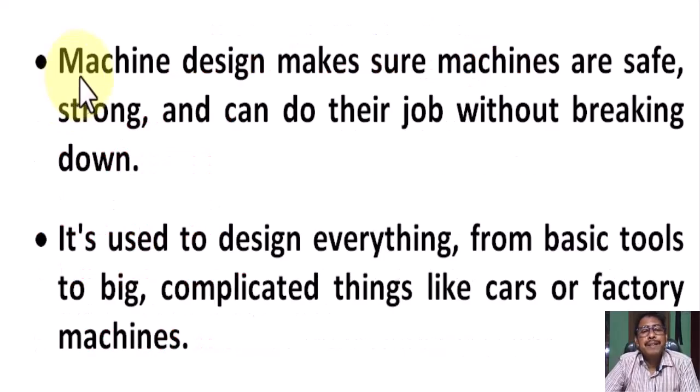Machine design makes sure machines are safe, strong and can do the job without breaking down. That means machine design is about making machines that are safe, strong and work properly without breaking. It is used to design everything from a basic tool to a big, complicated thing like a car or factory machine. Engineers carefully choose material and design to make sure machines can handle stress and last a long life.